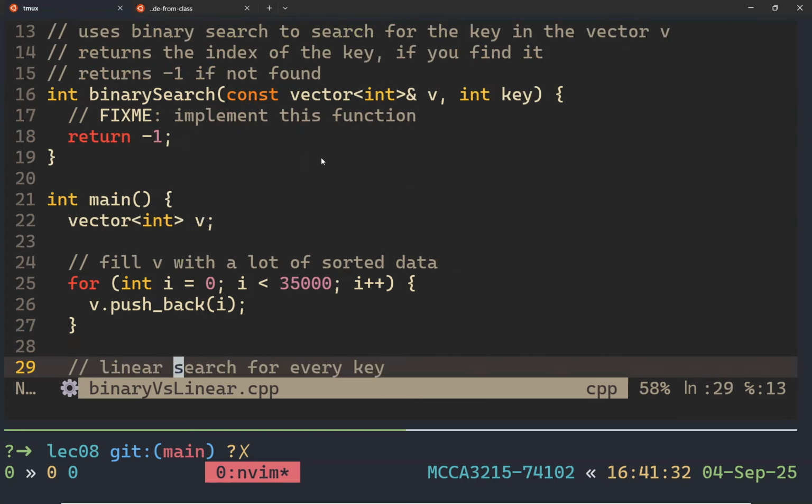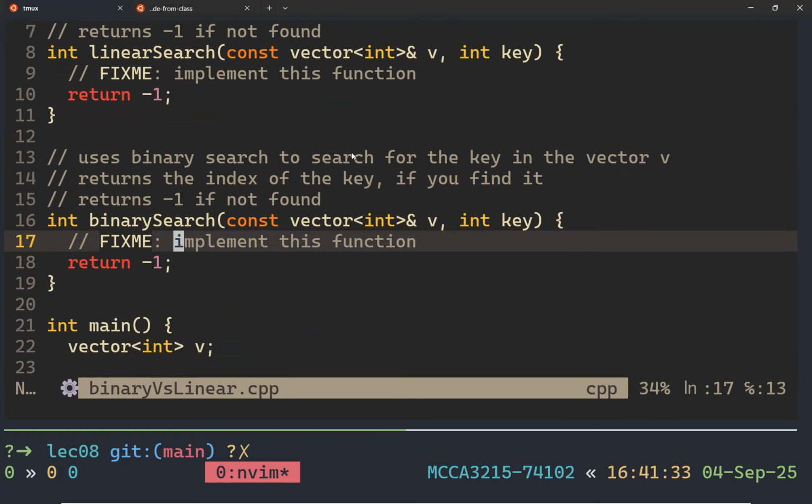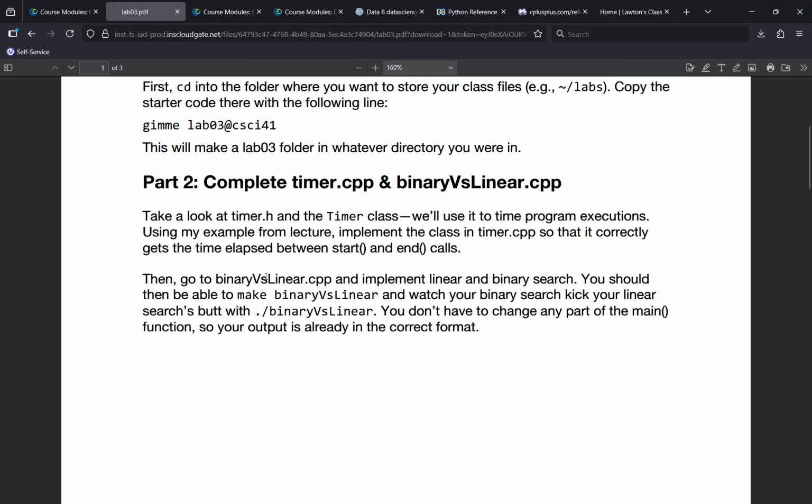And so that's what the autograder is going to be looking for. Make sure the times are less. But yeah, that's the first one. You'll see that binary search is so much better, over twice as fast, probably 10 times as fast, if not more. So that's the first part of the lab. Does that make sense? Just make a little timer class, implement binary search, linear search, watch binary search win.